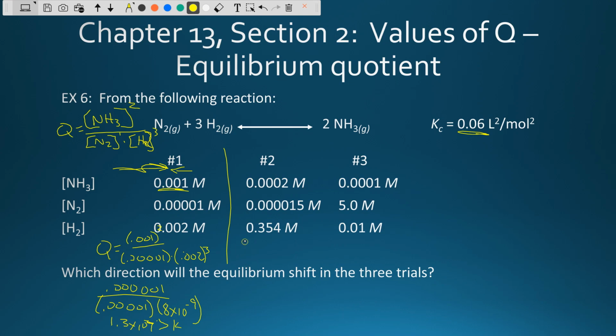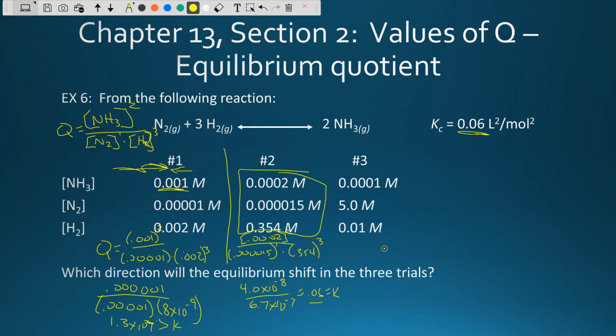My Q value is going to be the 0.0002 now squared over the 0.000015 to the first times my 0.354, and that's going to be to the third power. That ends up being 4.0 times 10 to the negative 8 over 6.7 times 10 to the negative 7. If I divide that out, I end up with an answer of 0.06. Now, my Q value equals my K value, doesn't it? This reaction is done, so I know this is my final strength of all my reactants and all my products. That's what my Q value is telling me.